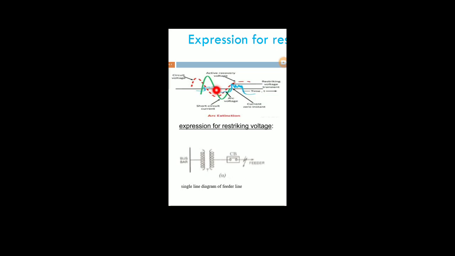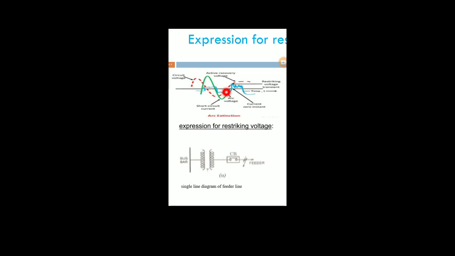If any fault occurs, the moving contact moves away from the fixed contact, and an arc is struck between the fixed and the moving contact. At that state, we measure the voltage. That voltage is known as the arc voltage.